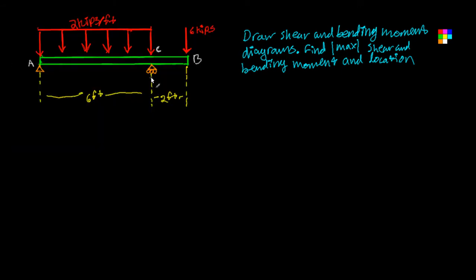Hey guys, we got another statics problem here. Today we're doing a problem with internal forces, and we're given this truss with a distributed force on one end over here, and then we've got a single 6-kip force over here, and they want us to find the shear and bending moments and draw a diagram on a graph of that.